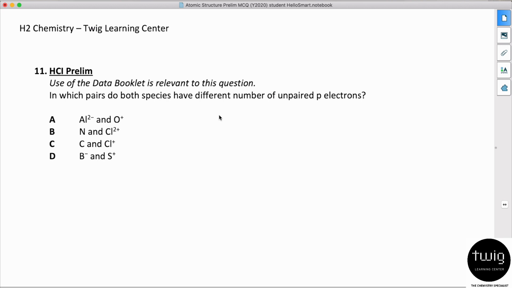Al actually has 3 valence electrons, but now since it's 2 minus, it would actually have 5. So I'm going to say the configuration should be ns2 np3. N represents the outermost shell for aluminum. So O plus: oxygen actually has 6 valence electrons, but once you take away 1, it becomes 5. So it's actually ns2 np3, right? So they have the same number of unpaired p electrons.